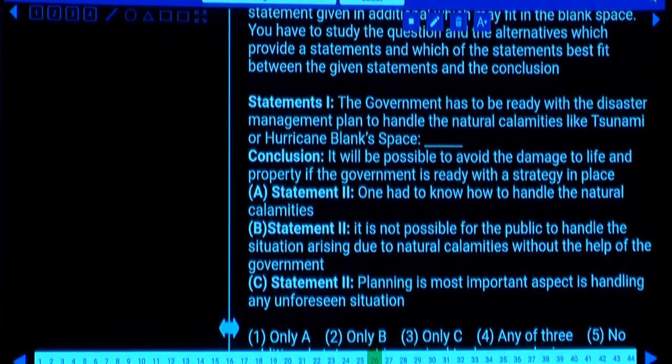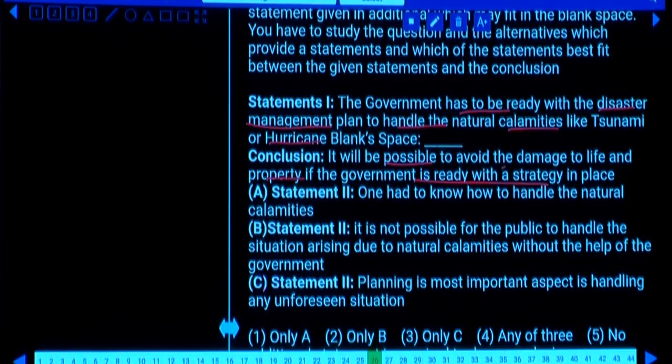Then question number 26. Now in this 26, the government has to be ready with the disaster management plan. Why does the government have to be ready? Because something is going to happen. Plan to handle natural calamities like tsunami or hurricane. Then what is the final conclusion? It will be possible to avoid the damage to life and property if the government is ready with a strategy in place. Now the government has to get ready, and if the government is ready, what happens here? What is the final conclusion here?